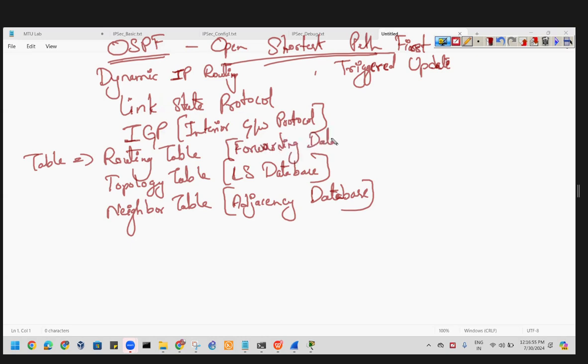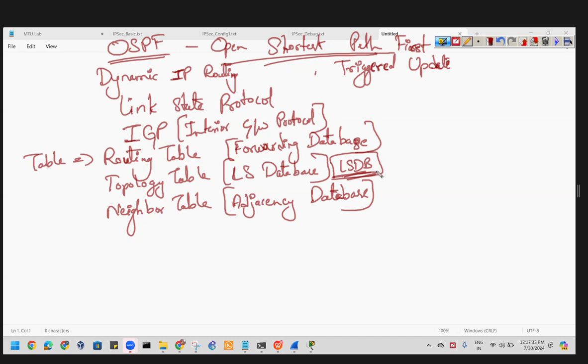Okay. We'll speak about certain terminologies in OSPF. Generally we call them routing table, topology table and neighbor table, but link state uses different names for them. The routing table is called the forwarding database. The topology table is the link state database. And the neighbor table is the adjacency database. The link state database is also called LSDB.